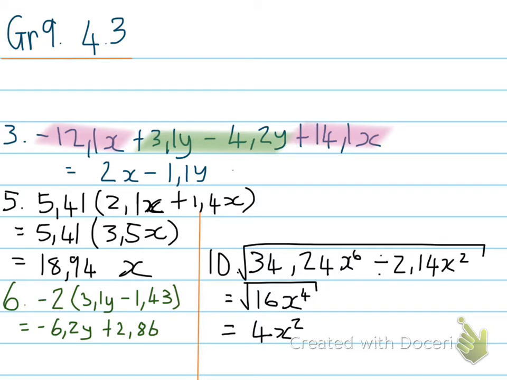And the square root of x to the power 4. Remember, there's a little 2 there by the square root that I don't write. So how do I get the square root? I divide the 4 by the 2. So I say 4 divided by 2. And that gives me x to the power 2. So it's 4x squared. Right, that's it for exercise 4.2.